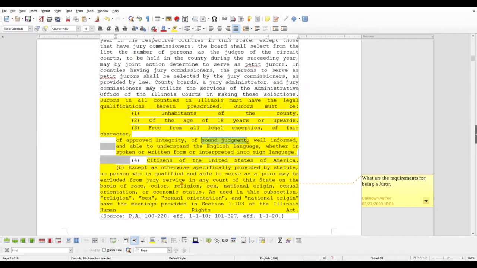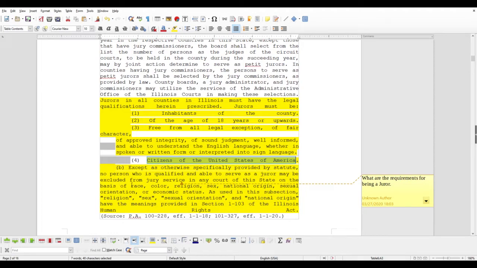You have to have sound judgment. You have to be well informed. And you have to be able to understand the English language. It's okay if your disability keeps you from talking, but you have to be able to understand it, right? So sign language is acceptable, right? And you also have to be a citizen of the United States of America.